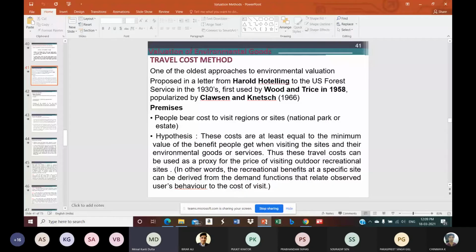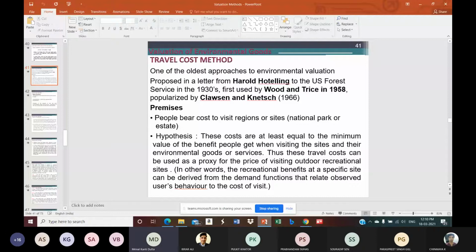It's okay. As I told you, I would like to have a look at the travel cost method as an alternative method of economic valuation. This method is considered to be a very old approach to environmental valuation. It was said to be proposed by Harold Hotelling, when he wrote a letter to the U.S. Forest Service in the 1930s, but of course he didn't directly apply this, and he didn't popularize it. The systematic application of this at first was in the 1950s by Wood and Price, and later on it was popularized by people like Clawson and Knetsch in 1966.